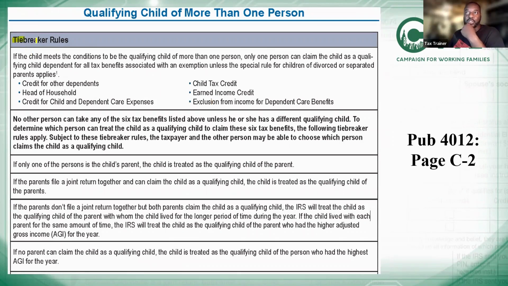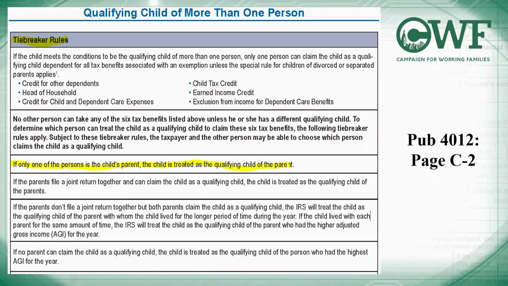All right, let's think about whose dependent it would be. So we look at what's called a tiebreaker rule. Here is the most simplified way of saying this. If only one person is the child's parent, the child is treated as the qualifying child of that parent. If you ever come across a scenario of grandmoms and others fighting over a child, the tiebreaker is who's the parent. That's the IRS tiebreaker. So no matter what they say, it goes to the parent.